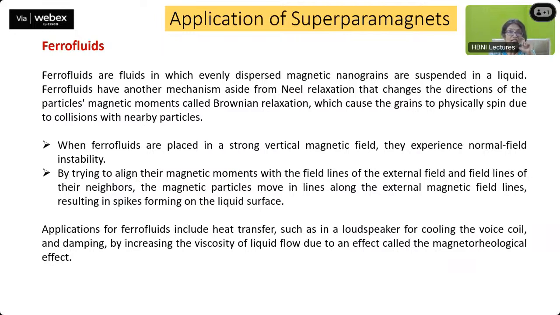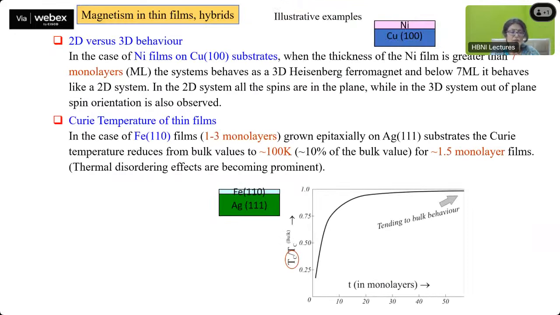So you have to be again very careful about the superparamagnetic properties of these ferrofluids when these nanoparticles are being used as ferrofluids. There are many applications of ferrofluids in heat transfer, in loudspeakers for cooling the voice coil and damping by increasing the viscosity of the liquid flow due to an effect known as the magnetorheological effect. So these are the different applications of superparamagnets.